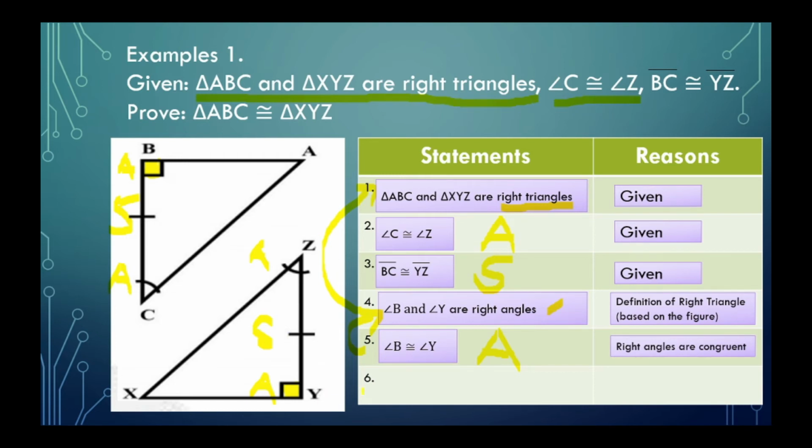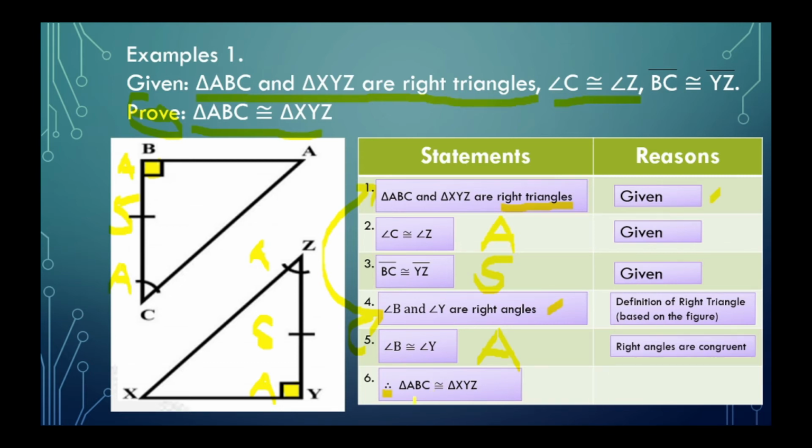So, therefore na tayo sa statement number 6, dahil nakabuo na tayo ng postulate, we already proved that. So, therefore, ayang tatlong tuldok na yan, ang ibig sabihin, therefore, triangle ABC is congruent to triangle XYZ. So, ang reason dyan, hindi mo isusulat yung prove ha, kasi kanina, nagsulat tayo given. Baka ilagay mo prove, common mistake yan. Hindi yung prove ang isusulat sa reason.